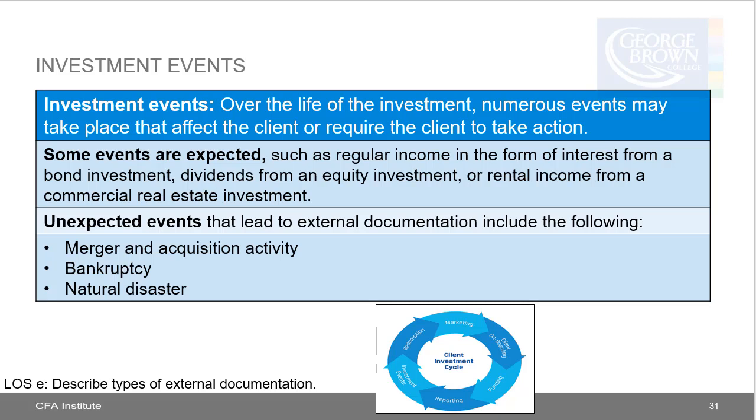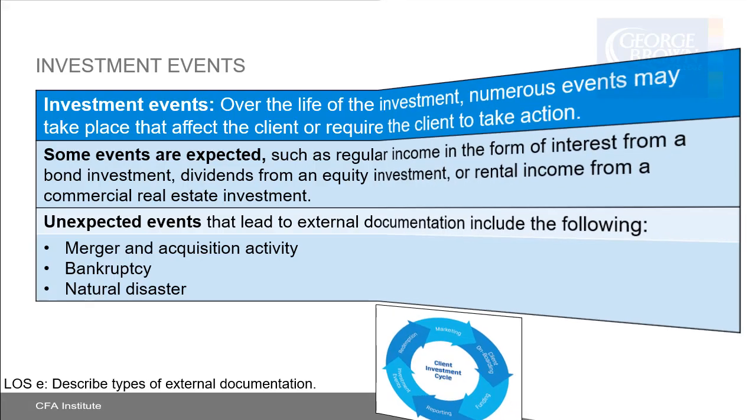Unexpected events that lead to external documentation include the following: merger and acquisition activity. If a company merges with, spins off from, or acquires another company, its business and operations may change, affecting the client's investment. Bankruptcy. If a company files for bankruptcy or undergoes a reorganization, the client may be affected, depending on the nature of the underlying transaction or investment. There will be written communication about the legal process, the rights of the parties involved, and any liquidation. Natural disaster. This type of event may affect a real asset, or even a financial asset.